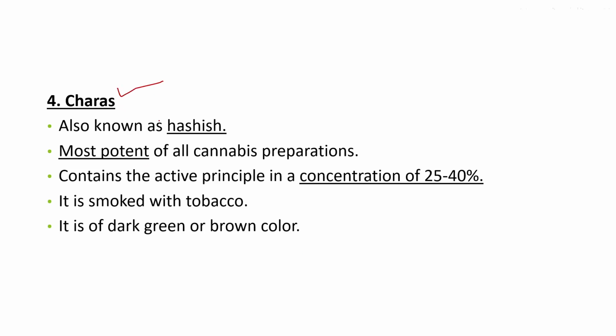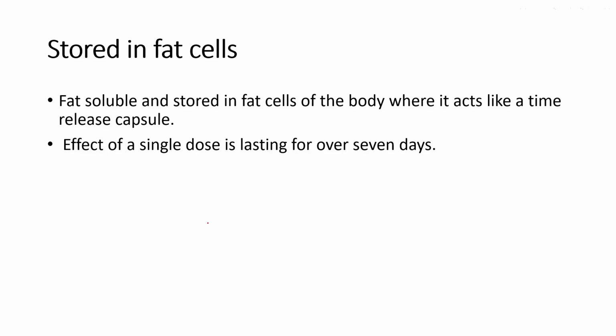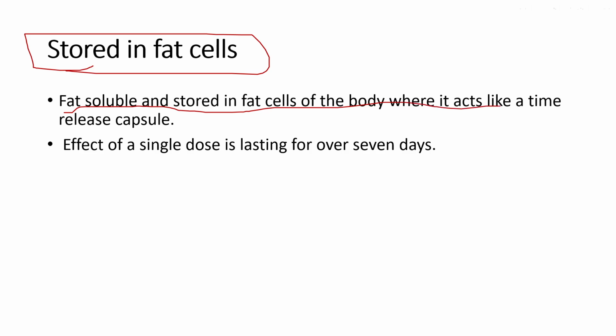The next one is charas. It's also called hashish. This is the most potent form, and its concentration is almost 25 to 40%. It's smoked with tobacco, and it has a very specific dark green or brown color. Most of the time, they are stored inside the cells of the human body, so they release slowly throughout the time and act as a release capsule because they are fat soluble. So a single dose can affect for as long as 7 days.